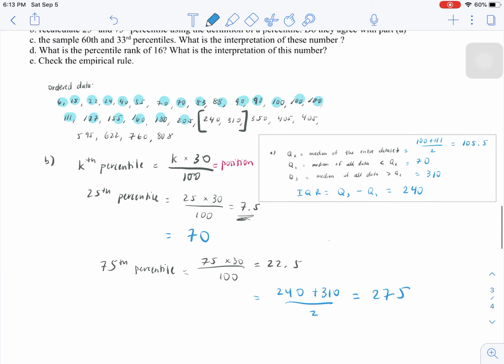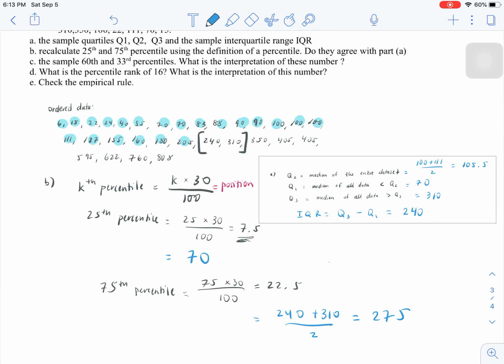So let's check up and see if these are the same as our first and third quartiles that we found in part A. Well, the 25th percentile was 70, which is the same as the first quartile that we found, 70. So that checks out. The third quartile that we found was 310, and our 75th percentile was 275. These are different numbers. So let's think about why that happened.